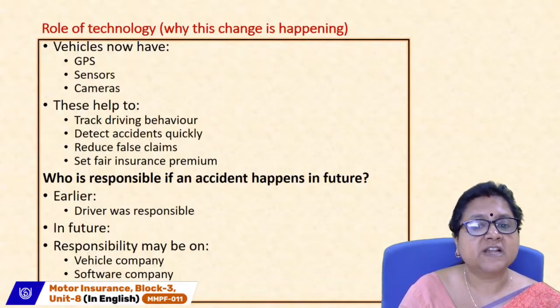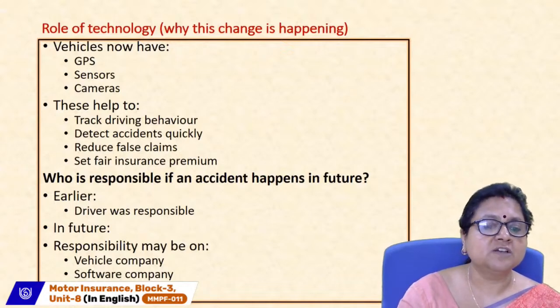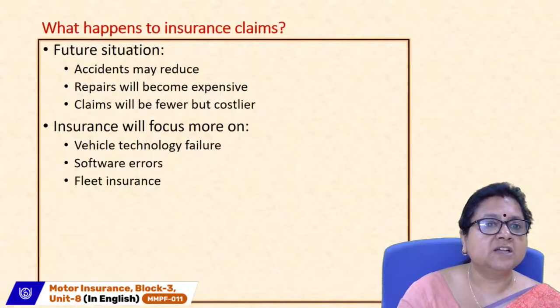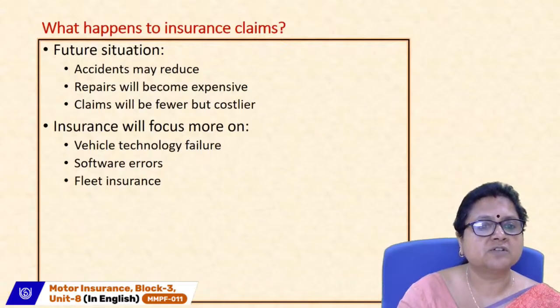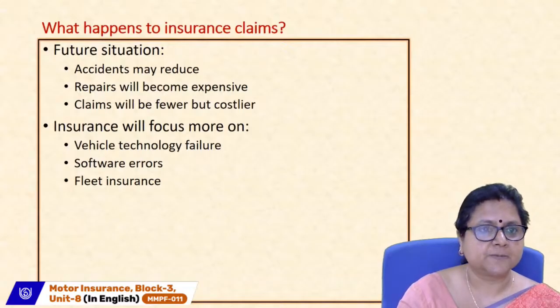So who is responsible if an accident happens in future? Earlier, the driver was responsible, but in future it is going to be the responsibility of the vehicle company, the software provider or the fleet owner. In future situations, we expect that accidents might reduce and repairs will become more expensive due to inflation. Claims will be fewer, but costlier. So insurance companies should focus on vehicle technology failures, software errors, and fleet insurance.